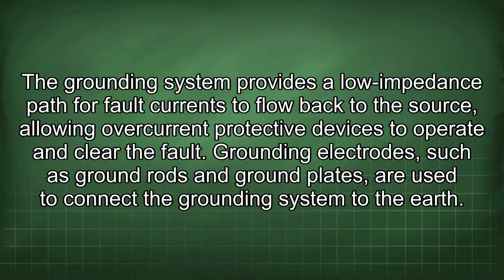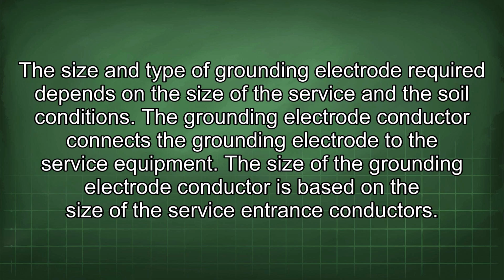The grounding system provides a low impedance path for fault currents to flow back to the source, allowing overcurrent protective devices to operate and clear the fault. Grounding electrodes, such as ground rods and ground plates, are used to connect the grounding system to the earth. The size and type of grounding electrode required depends on the size of the service and the soil conditions. The grounding electrode conductor connects the grounding electrode to the service equipment.